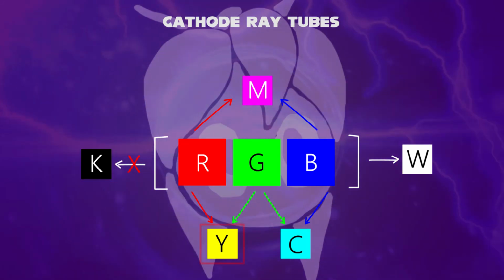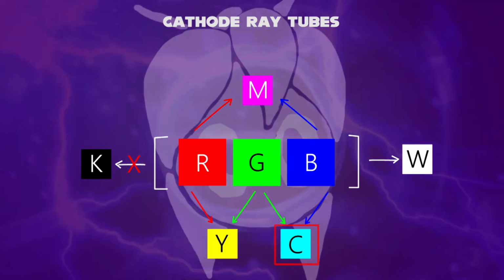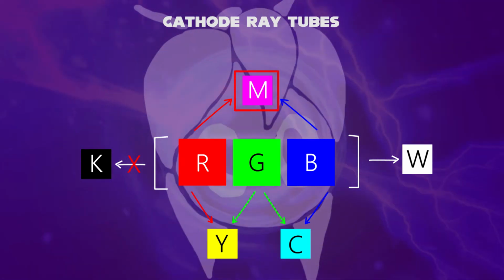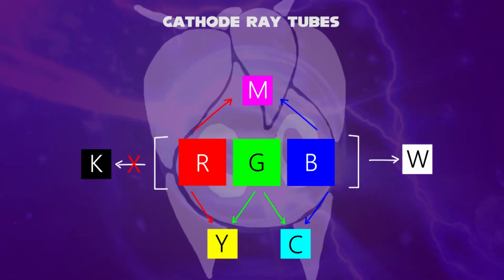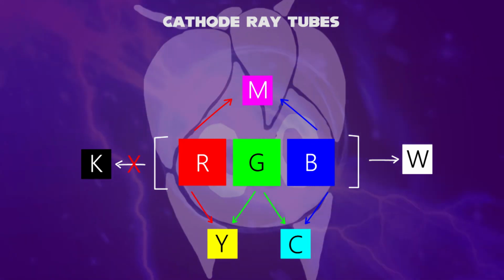Red and green produce yellow light. Green and blue produce cyan light. And red and blue produce magenta light. Thus, RGB for light is a complement of CMYK for printing.